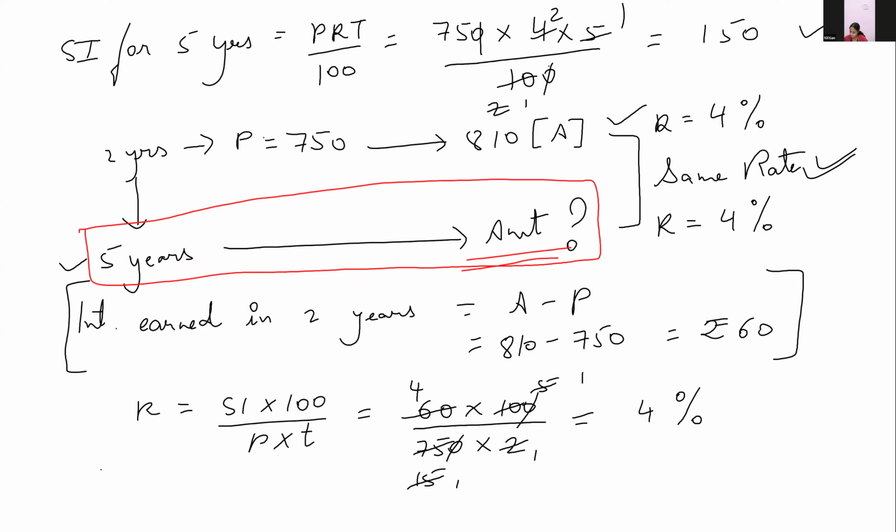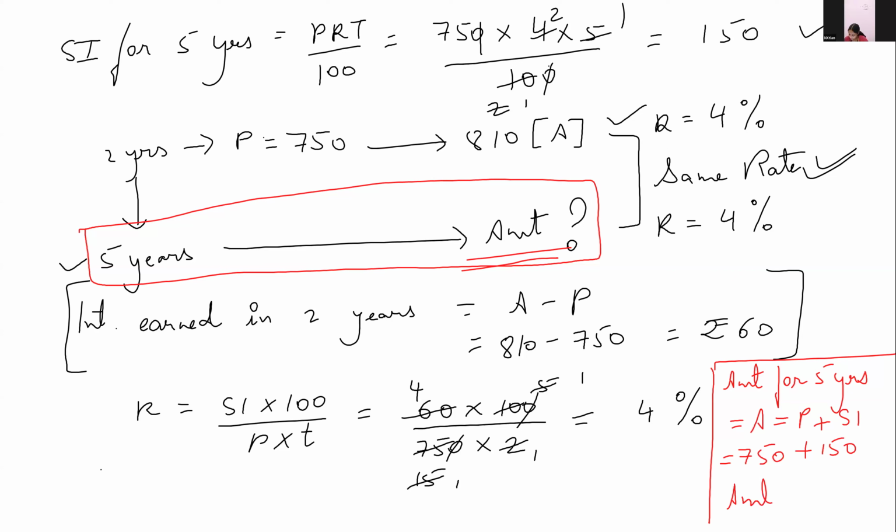So here I'm writing, the amount for 5 years will become A equals P plus SI. So 750 plus the 150 that we just calculated. So amount will be 900. Okay, amount will be 900.